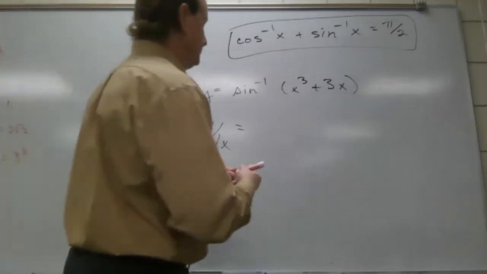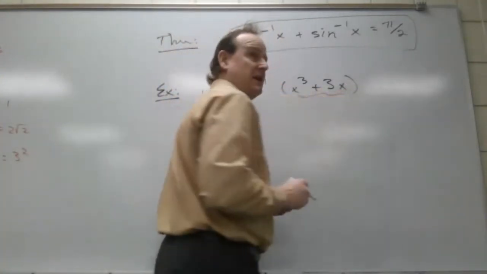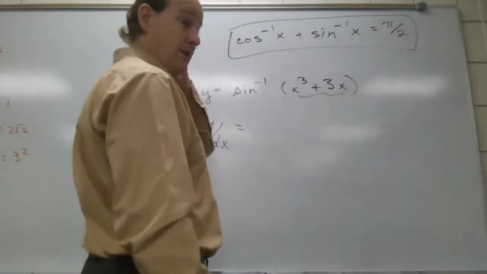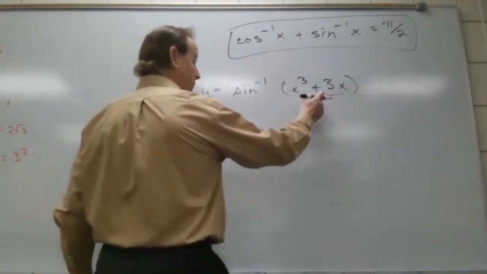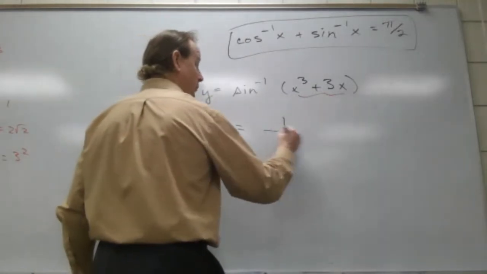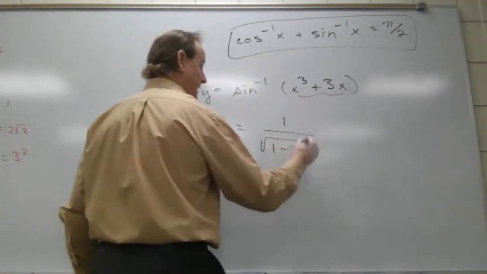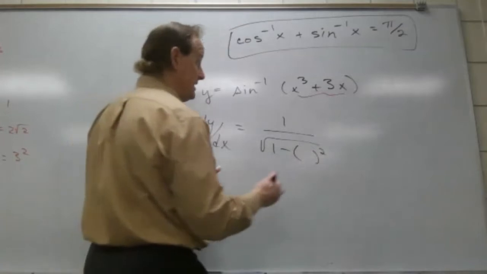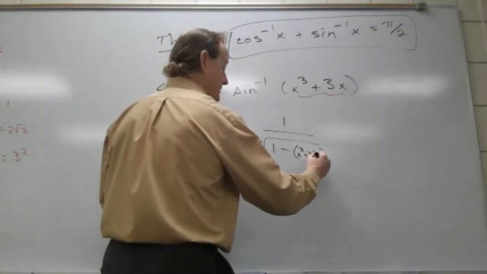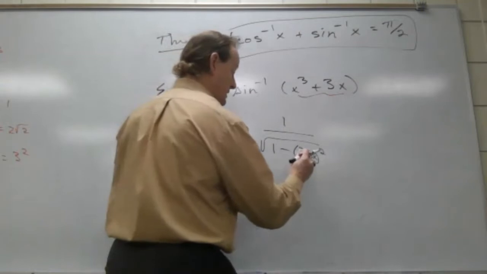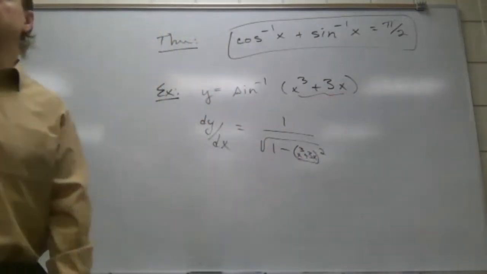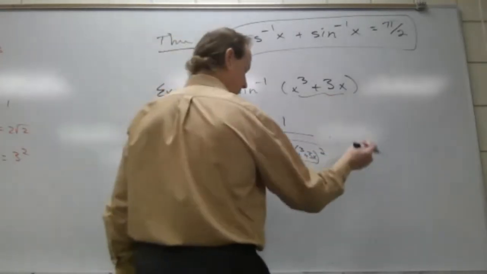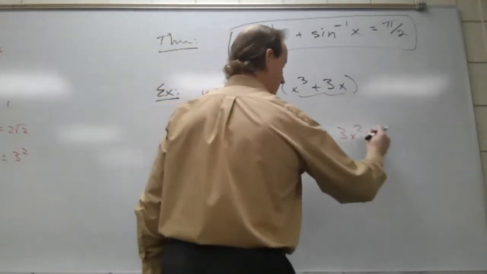First of all, you act like this is okay, right? So this is arc sine of a function. The derivative of arc sine was 1 over square root of 1 minus x squared, but I have this thing. So it's going to be 1 over the square root of 1 minus that thing, quantity squared, so that's x cubed plus 3x quantity squared. But since it was a function, by the chain rule, I take times the derivative of what's inside, which is 3x squared plus 3.